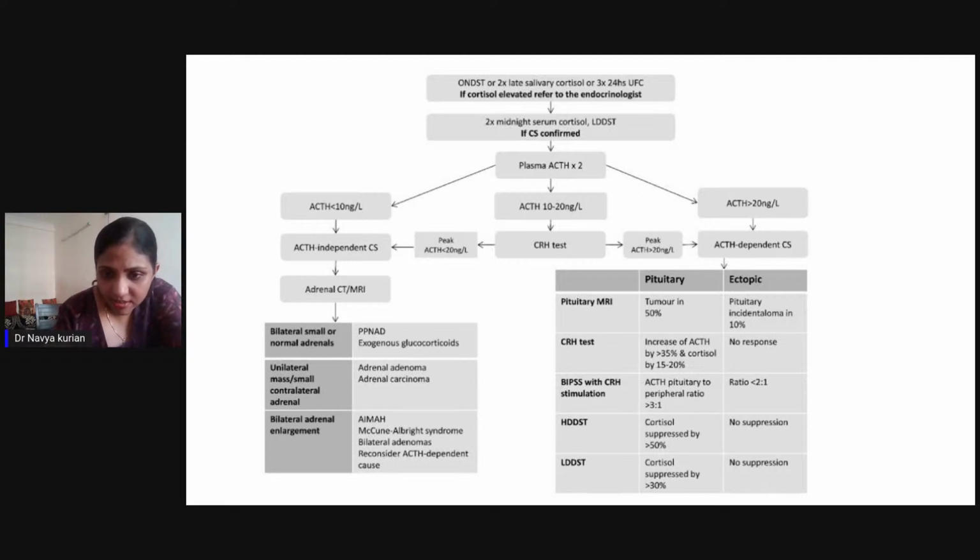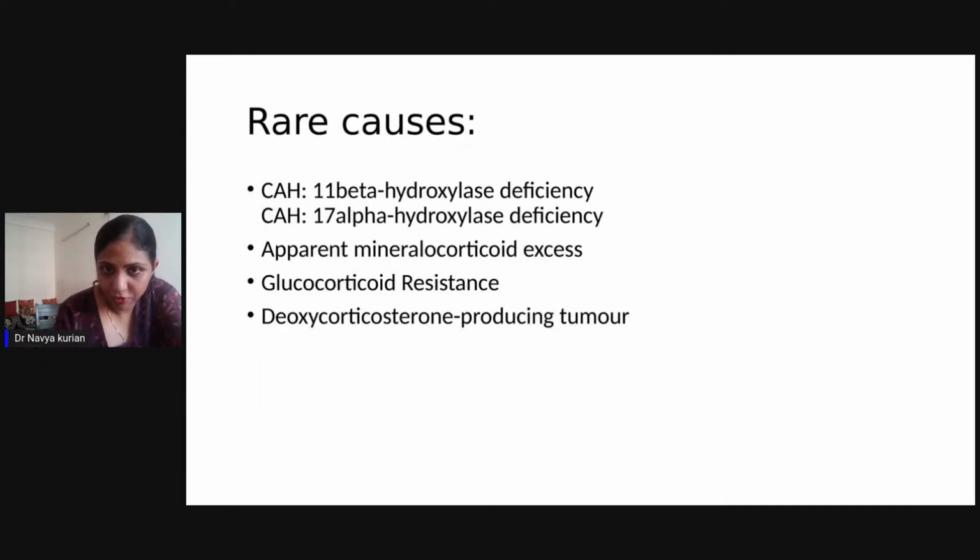High-dose dexamethasone suppression test is an ancillary test which will help in differentiating pituitary and ectopic Cushing's. In this test, we will give 2 mg dexamethasone 6-hourly for 48 hours, and a cortisol sample will be taken 6 hours after the last dose of dexa. That cortisol value will be more than 50% lower than the baseline cortisol value in case of pituitary Cushing's, but in case of ectopic Cushing's, there won't be any suppression. So that is the evaluation of Cushing syndrome.